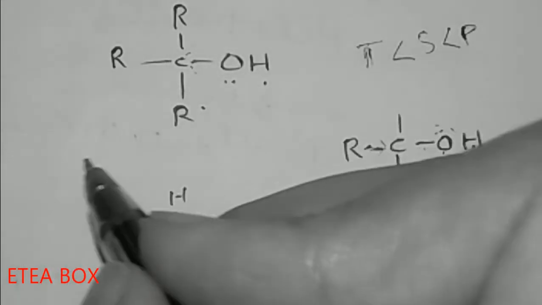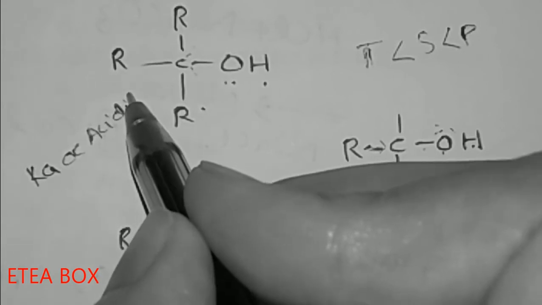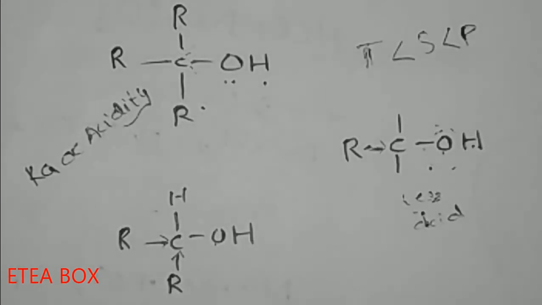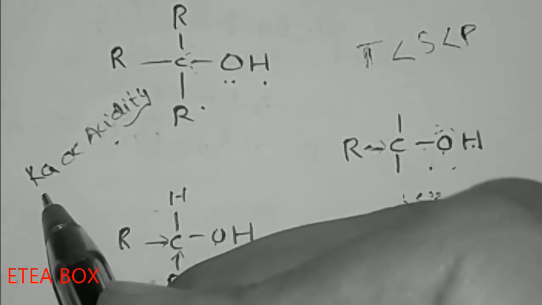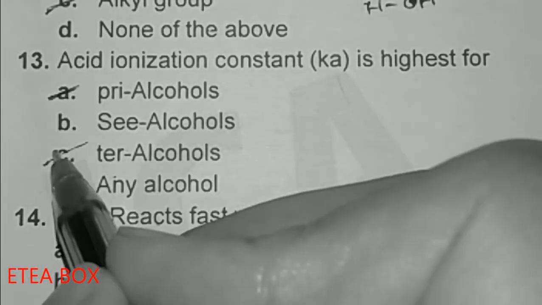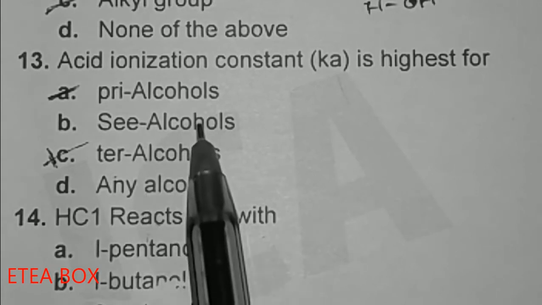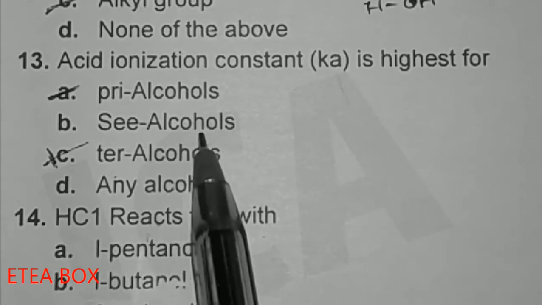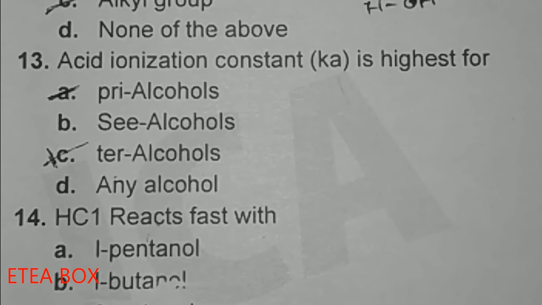So we can say that the Ka value is directly proportional to acidity. The lower the acidity, the weaker the acid, and smaller will be the Ka value. So here option C is incorrect. Option A is correct. Primary alcohols are stronger acids as compared to these 3, so that's why the Ka value will be higher for the primary alcohol. So here option A is the correct one.